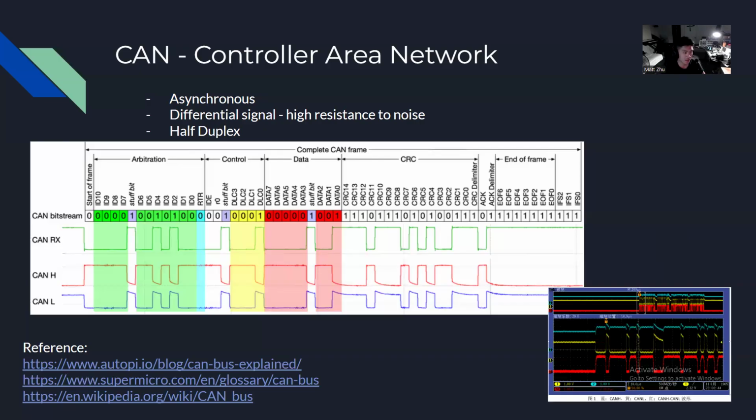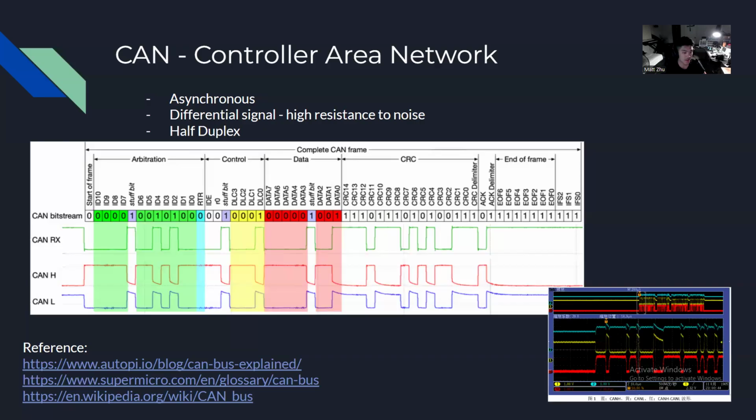So this is the general frame. It gets pretty detailed, but you have your start of frame, your arbitration, which is basically your ID. You have your control, your data, and by the way, the control is where you'll probably send how many bytes you want to send. You have your actual data. You have your CRC, which is called a cyclic redundancy check. It's one of the ways that can ensure that the data that got transmitted is actually correct and not affected by noise. And then you have your end of frame.